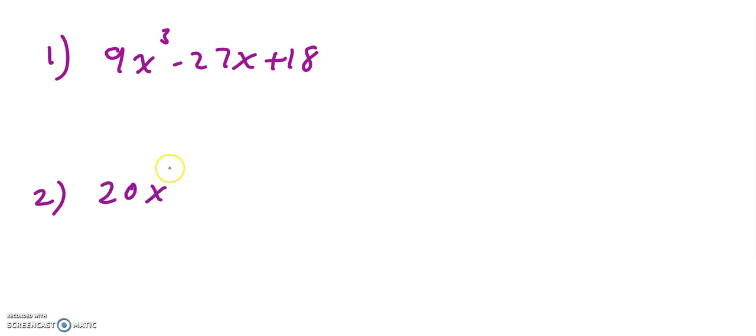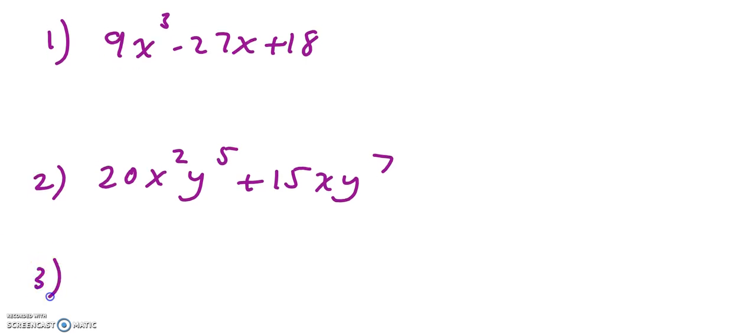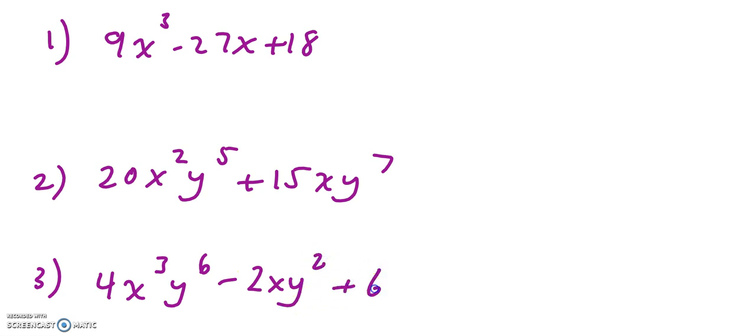Number 1, I would like you to take the greatest common factor out of 9x to the third minus 27x plus 18. Number 2, I would like you to take the greatest common factor out of 20x to the second y to the fifth plus 15x y to the seventh. And number 3, I would like you to take the greatest common factor out of 4x to the third y to the sixth minus 2x y squared plus 6x to the fifth y to the fifth.